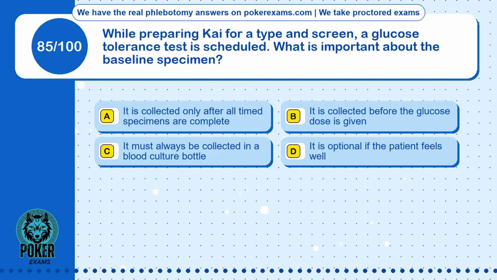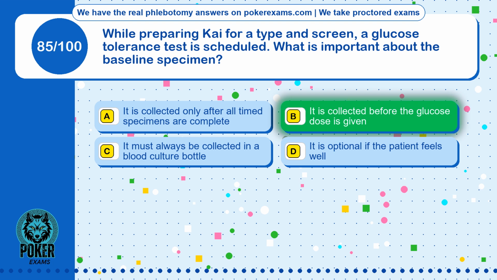Question 85. While preparing Chi for a type and screen, a glucose tolerance test is scheduled. What is important about the baseline specimen? Option A. It is collected only after all timed specimens are complete. Option B. It is collected before the glucose dose is given. Option C. It must always be collected in a blood culture bottle. Option D. It is optional if the patient feels well.